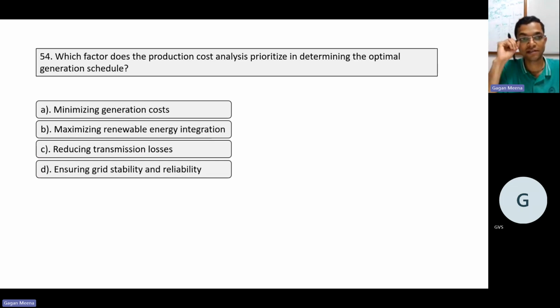Maximizing renewable integration, reducing transmission losses, and ensuring grid stability and reliability. Minimizing the generation cost is the factor. Production cost, Martin, you can see production cost. The production cost of what? It's the generation only.